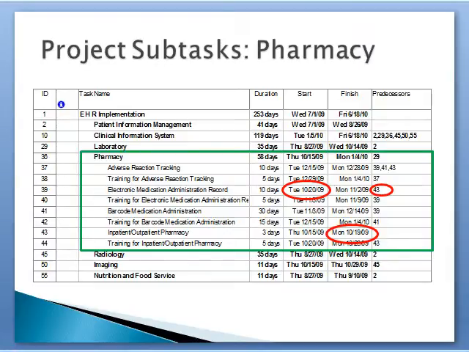The fourth task is pharmacy and is shown here along with its subtasks. The pharmacy task is expected to be completed in 58 days but cannot begin until the laboratory task is complete. Within the subtask, you can also see that predecessors are required. For example, electronic medication administration record cannot begin until the subtask inpatient-outpatient pharmacy is complete.